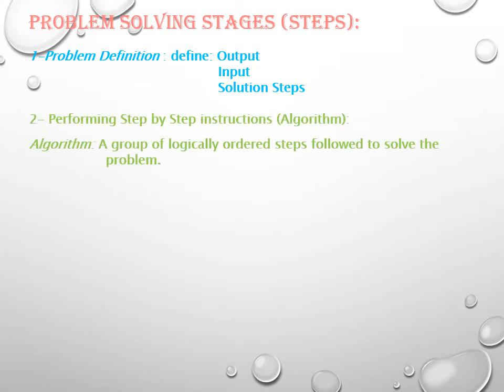Second stage is the algorithm. And the algorithm is a group of logically ordered steps followed to solve the problem. The algorithm is represented by a diagram called a flowchart.